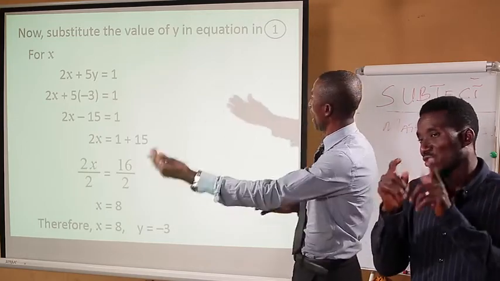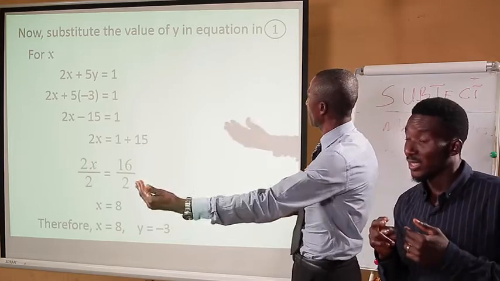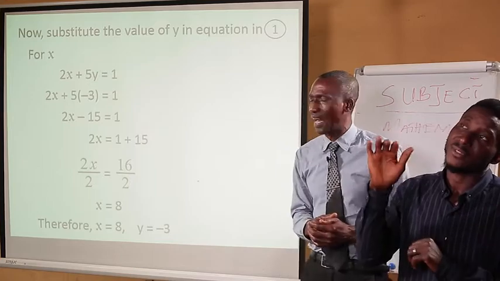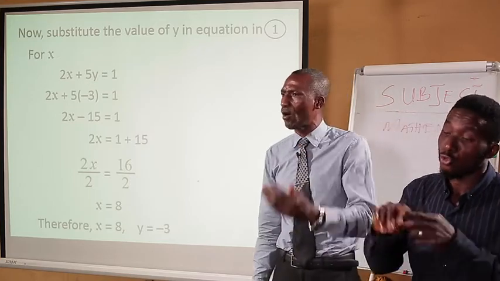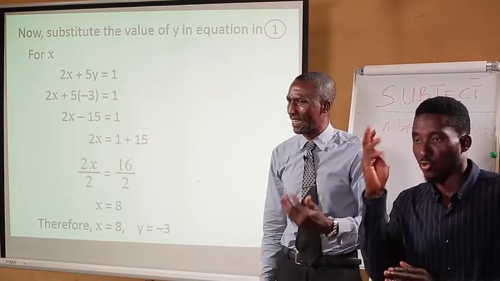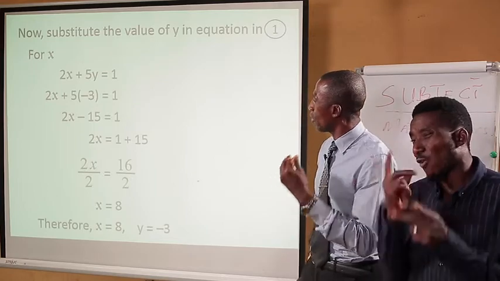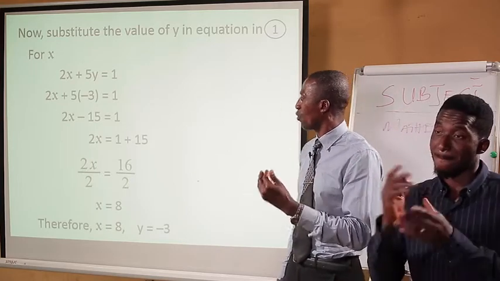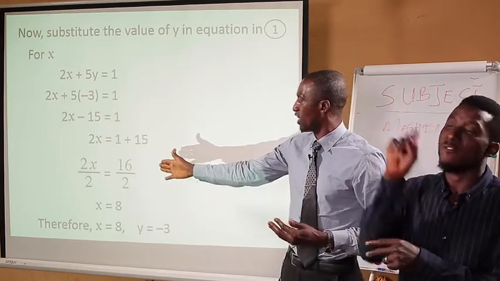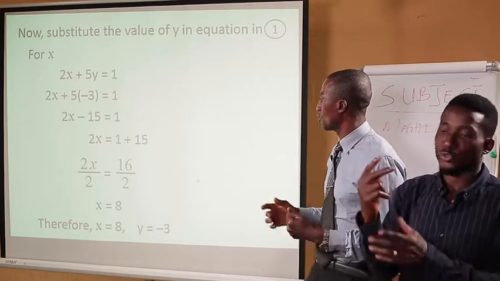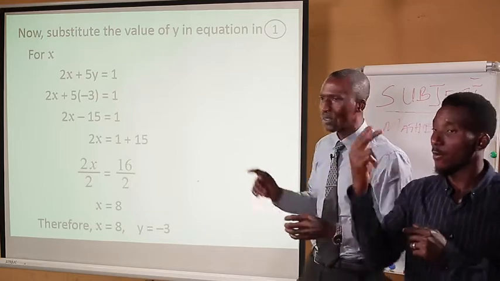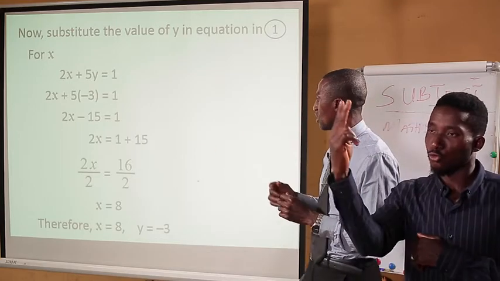So we now have the left-hand side, which is 2x, and 1 plus 15, the answer is 16. To determine the value of x, we are going to divide both sides by the coefficient of x, which is also known as the multiplier of x, and here the coefficient is 2. So dividing both sides by 2, we have 2x over 2 equals 16 over 2.